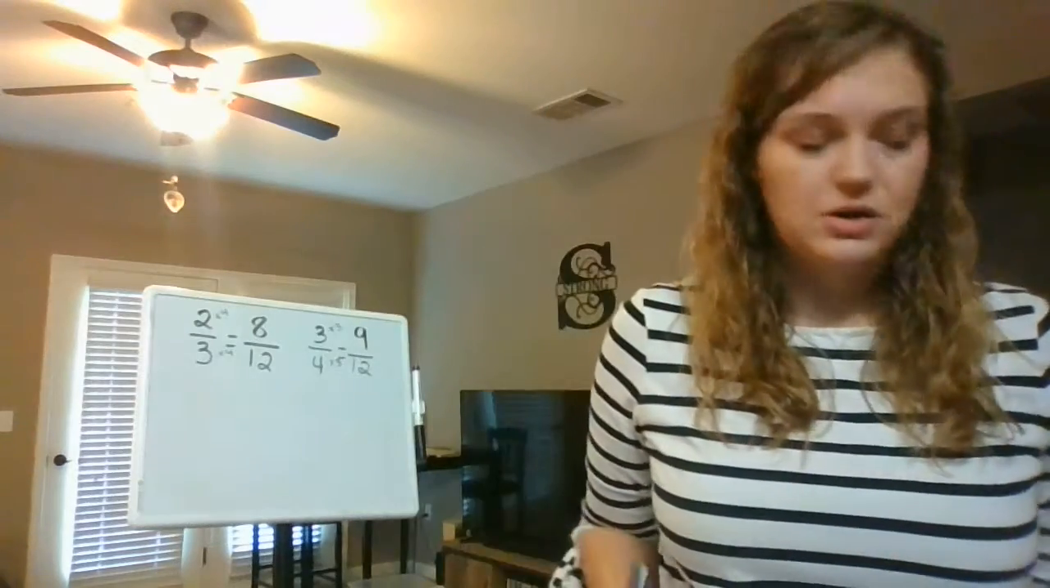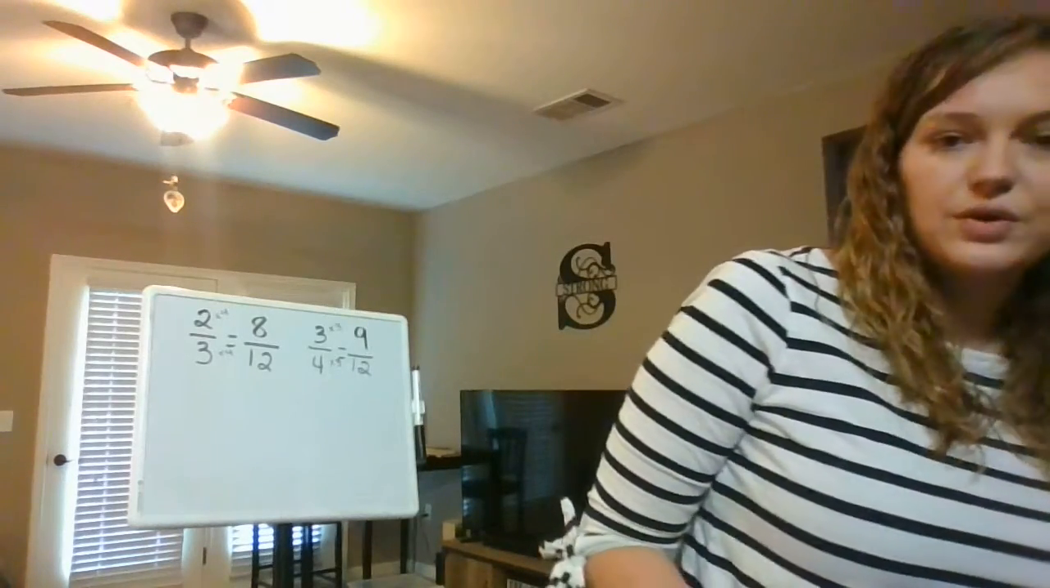Example 2 says, rename 1/2 and 1/3 so that they have a common denominator. This time, we need to find a common denominator before we can rename the fractions. The denominators are 2 and 3. The product of 2 and 3 is 6, so 6 is a common denominator. So we want our denominator to be 6. We have 1/2 and 1/3.